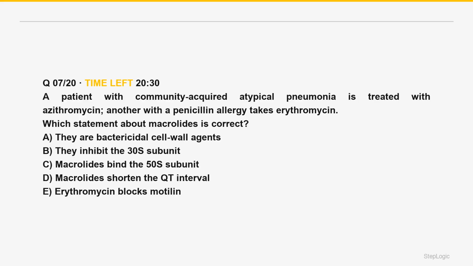Which statement about macrolides is correct? A patient with community-acquired atypical pneumonia is treated with azithromycin. Another with a penicillin allergy takes erythromycin. Read the command: which macrolide statement is correct? Bind 50S, block translocation, bacteriostatic, atypicals, strep, pertussis. QT prolongation, motilin agonist, erythromycin, CYP450 inhibition.